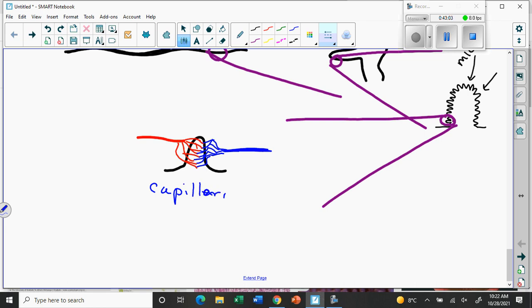Capillary. That's an A in there. I better fix that. Capillary network.